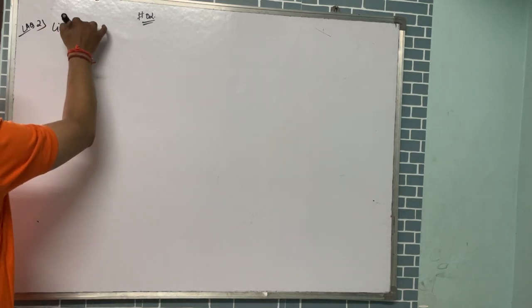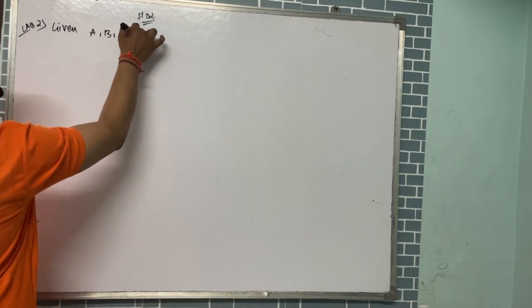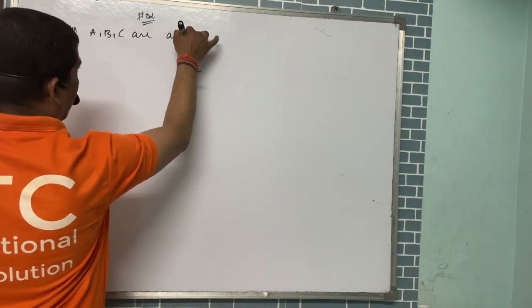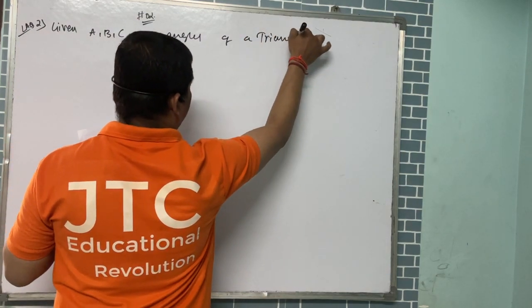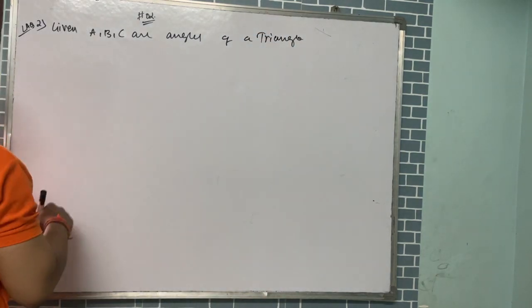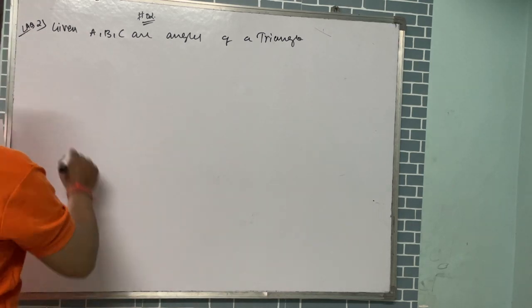Given A, B, C are angles of a triangle. Same type of question, but a little bit different things you have to prove.